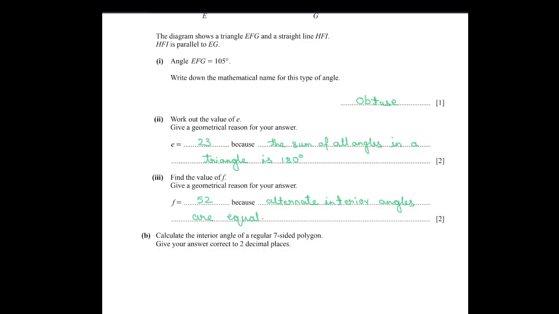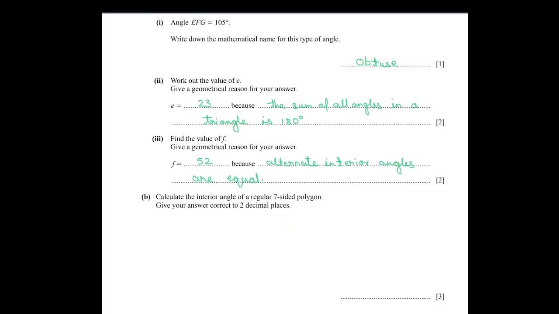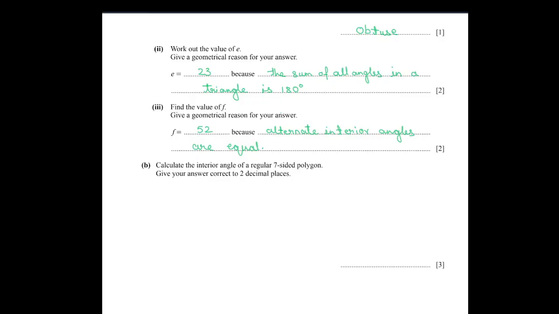Now question B, calculate the interior angle of a regular 7-sided polygon. Give your answer correct to 2 decimal places. To find out the interior angle for a regular polygon, we can first find out the exterior angle and then find the interior angle. Or else directly also we can use the rule here.